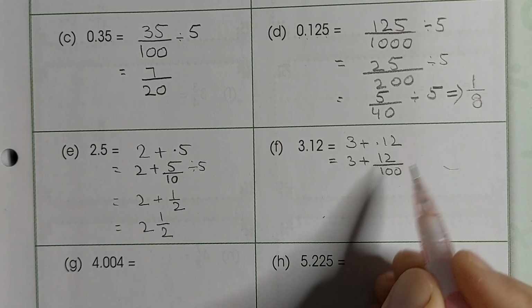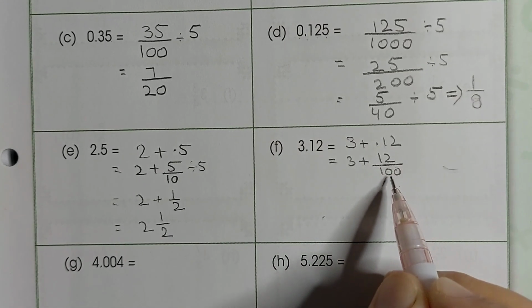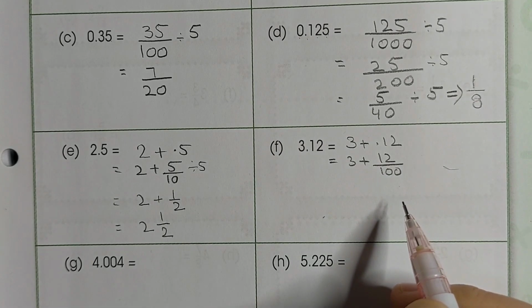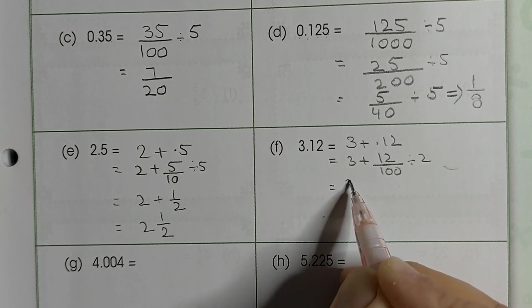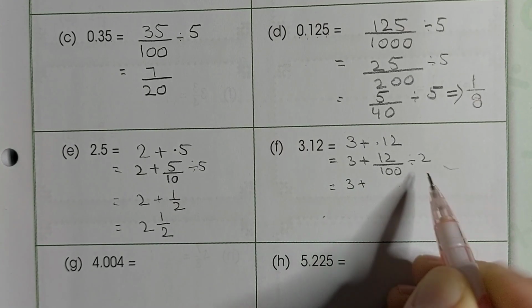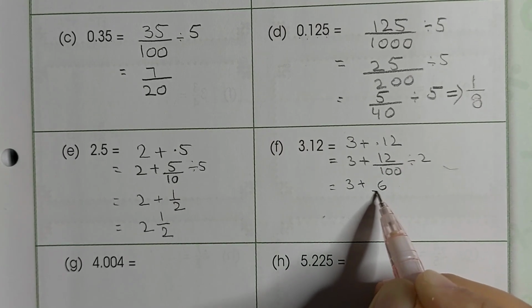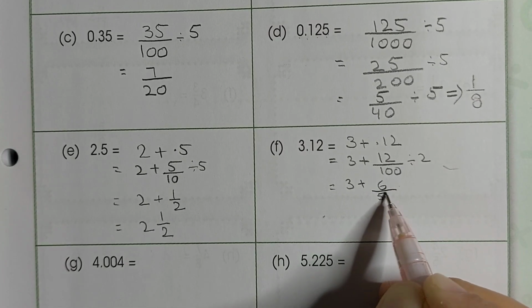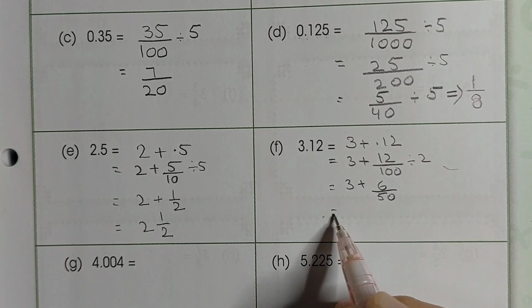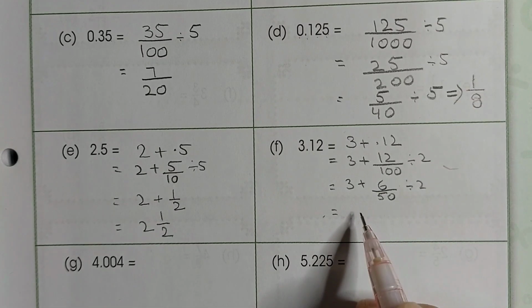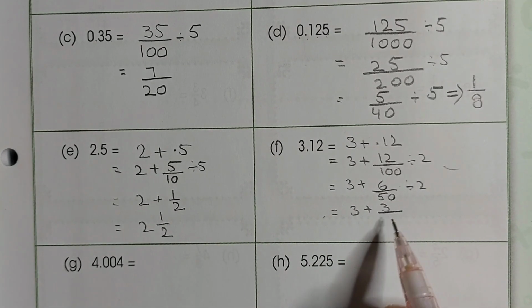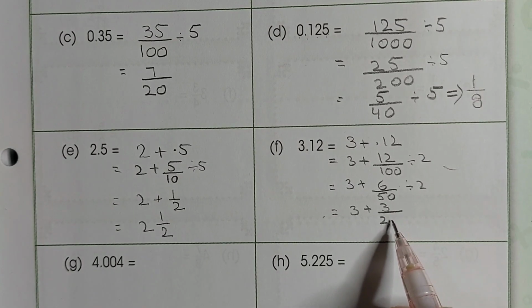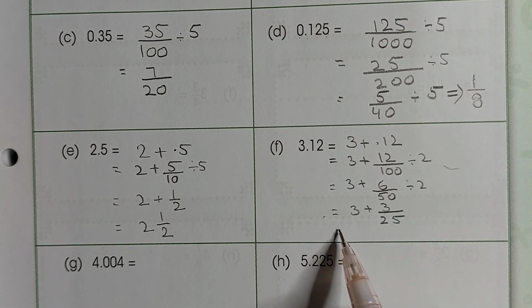Now we have to check whether 12 and 100 will come in any table together. Yes, both are divisible by 2. So we will divide. 3 we will carry down like it is. 2 sixes are 12, 2 fives are 10, 0. Now again both are divisible by 2. So what we will do? 2 threes are 6, 2 twos are 4, 2 fives are 10.